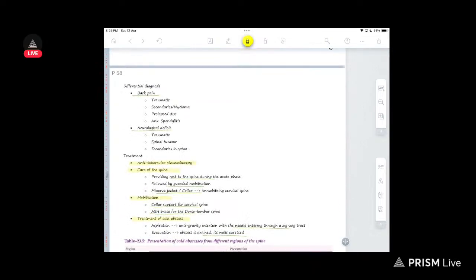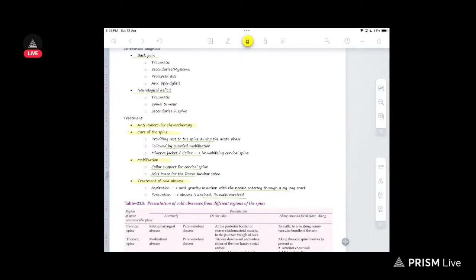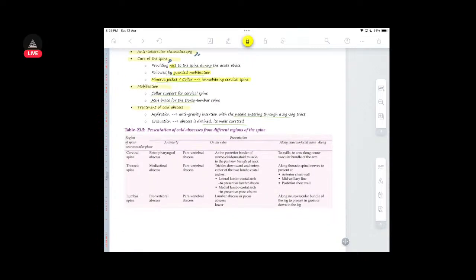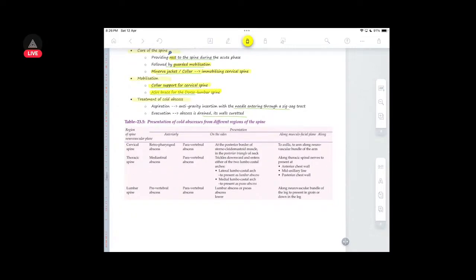Going on, we have differential diagnosis. For just back pain it can be traumatic, secondary myeloma, prolapsed disc, or cervical spondylosis. For neurological deficit it can be traumatic, spinal tumor, or secondaries in the spine. For treatment you provide anti-tubercular therapy and take care of the spine. You provide rest to the spine during the acute phase and guarded mobilization. You also use a jacket or a collar immobilizing the cervical spine: collar support for the cervical spine and a brace for the dorsal upper spine.